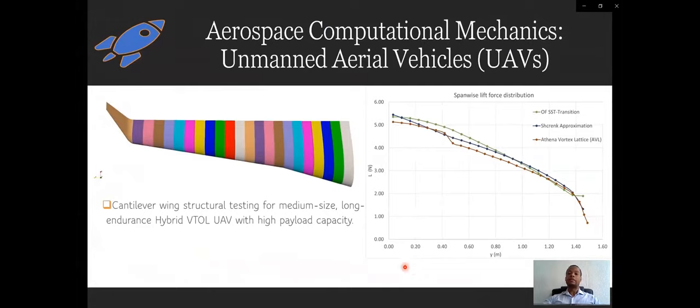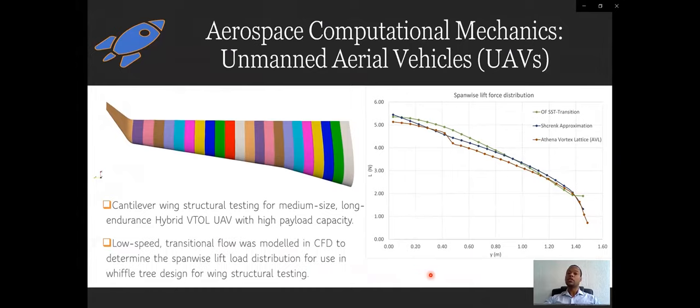We've also been involved in a project that required cantilever wing structural testing for a medium-sized, long-endurance hybrid VTOL UAV with high payload capacity. Low-speed transitional flow was modeled in CFD to determine the spanwise lift distribution for use in whiffletree design for structural testing. This was done to validate some of the tools used for the same purpose, such as the Schrenk approximation and AVL.